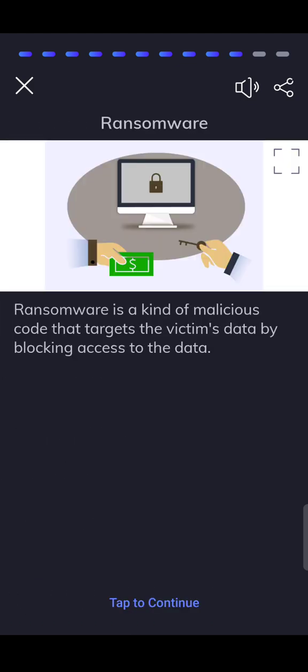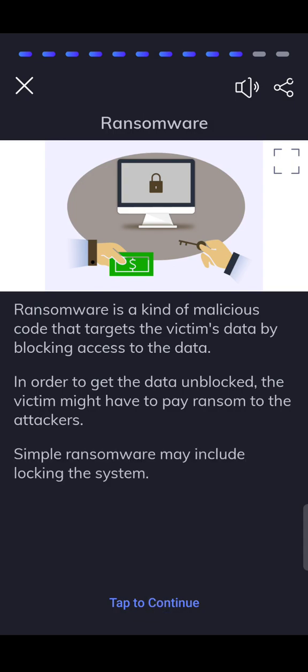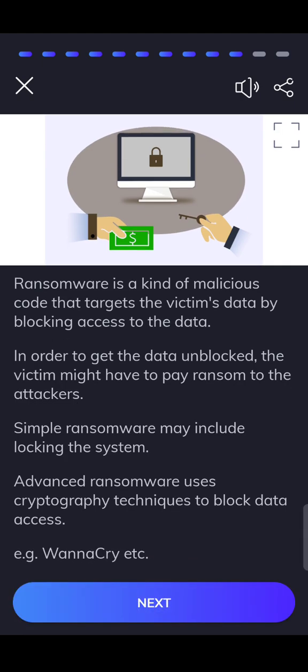Ransomware is a kind of malicious code that targets the victim's data by blocking access to the data. In order to get the data unblocked, the victim might have to pay a ransom to the attackers. Simple ransomware may include locking the system. Advanced ransomware uses cryptography techniques to block data access. For example, WannaCry.